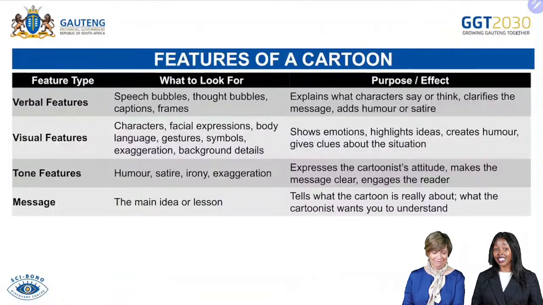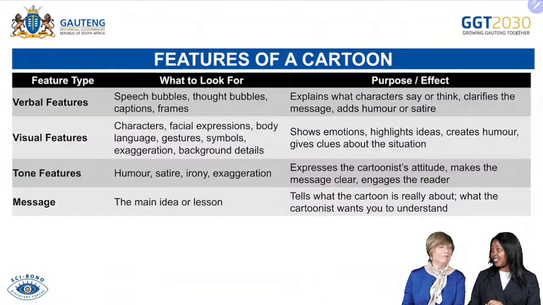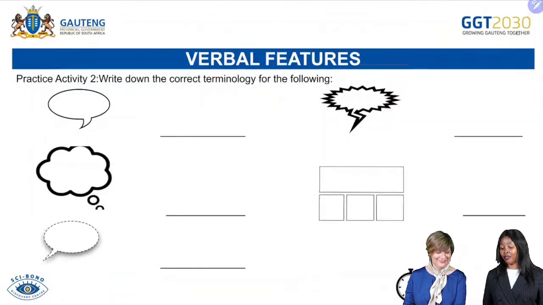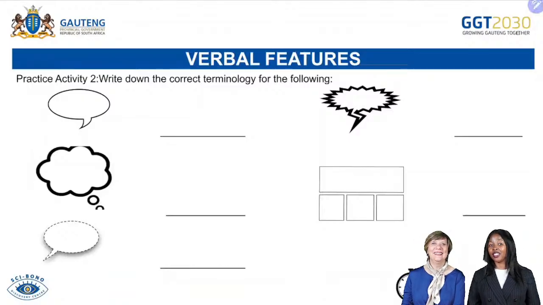Finally, we've got the message that is being communicated. The main idea or the lesson that the cartoonist is trying to convey to us. You can think about the previous example that we looked at. It tells what the cartoon is really about, what the cartoonist wants you to understand. Which leads us to a very short activity that we are going to give you exactly 3 minutes to complete, and then we'll be right back.